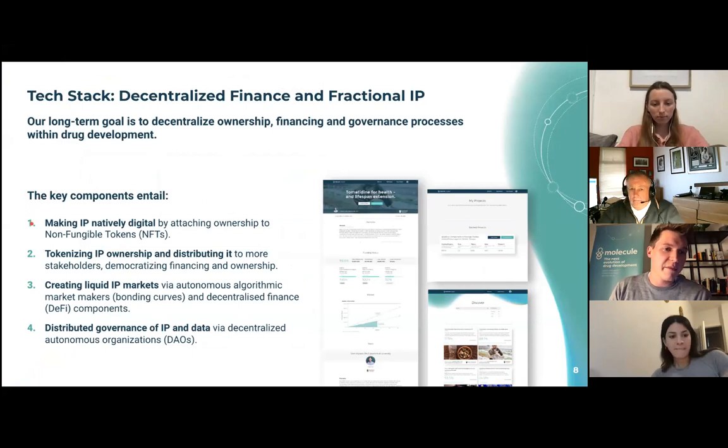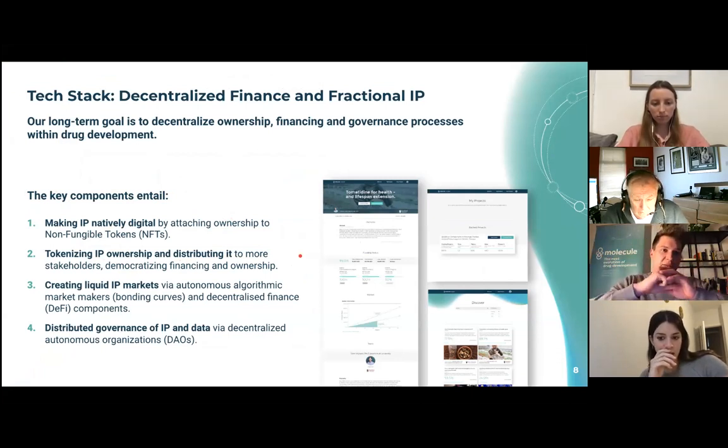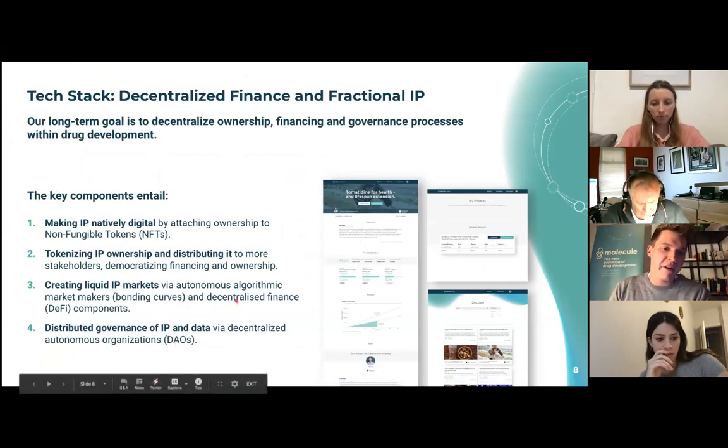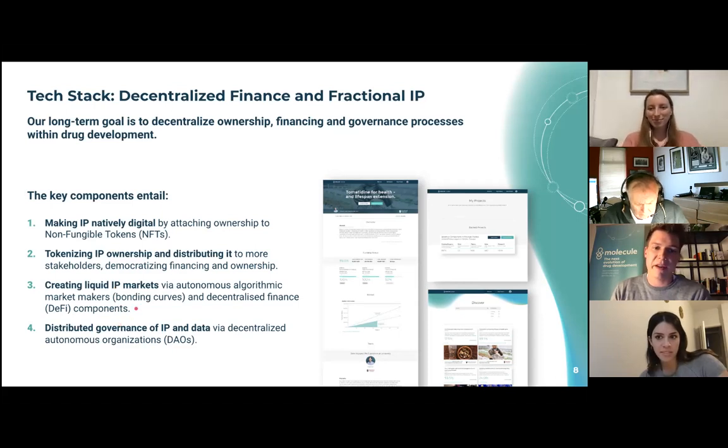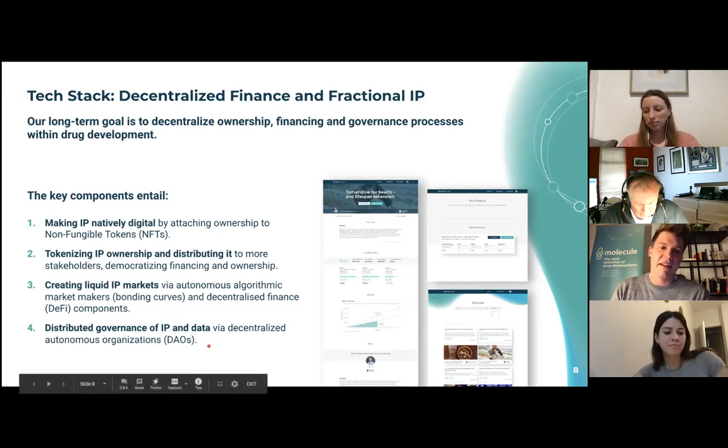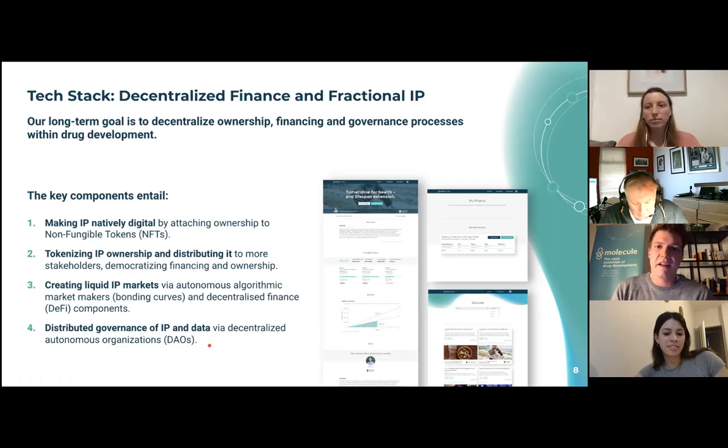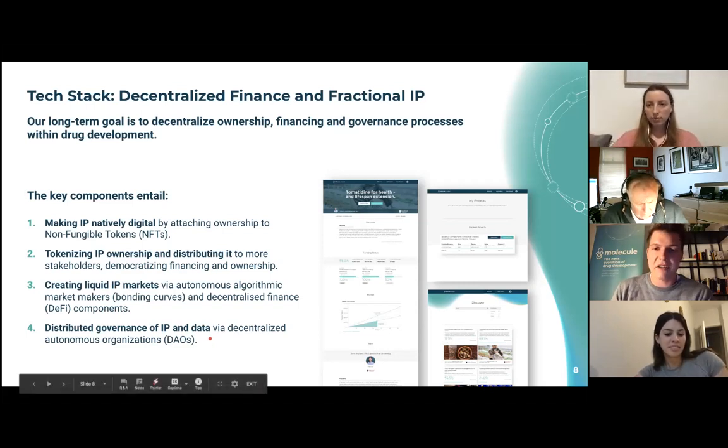The key components around that are making IP natively digital by attaching ownership to non-fungible tokens. The second one is tokenizing IP ownership and distributing it to multiple stakeholders. So once you make the IP digital, we spread it in the same way that we spread equity in companies, between multiple people that are working to develop that asset. Then we create liquid markets around that using similar mechanisms as Veronica described, using bonding curves and automated market makers. And then the last part is thinking about governance of this IP and governance of the data via decentralized autonomous structures.